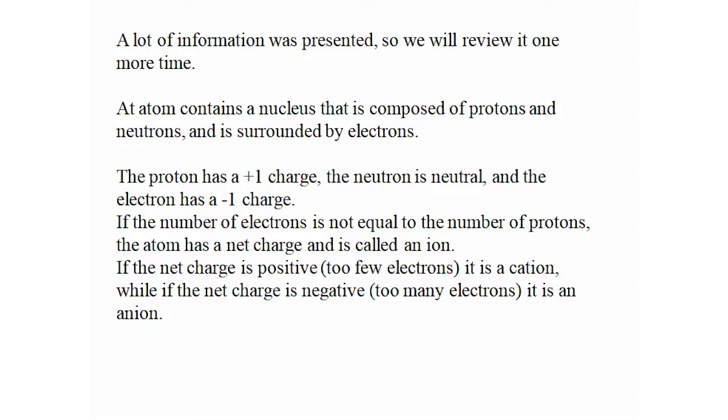All atoms contain a nucleus that is composed of protons and neutrons and is surrounded by electrons. The proton has a +1 charge, the neutron is neutral, and the electron has a -1 charge. If the number of electrons surrounding the nucleus is not equal to the number of protons in the nucleus, the atom will have a net charge and is called an ion. If the net charge is positive, which means fewer electrons than protons, it is called a cation, while if the net charge is negative, which is more electrons around the nucleus than protons in the nucleus, it is an anion.